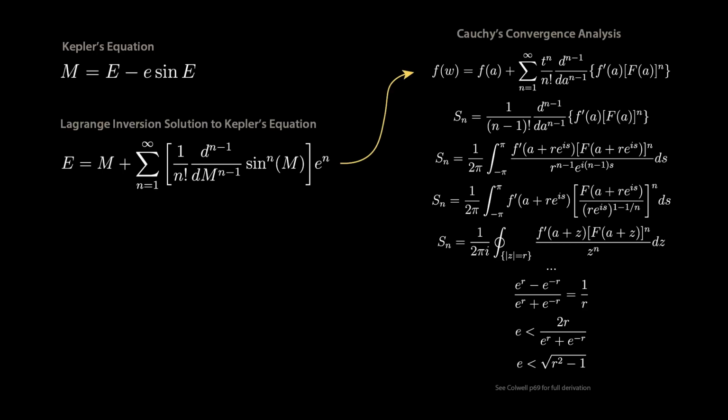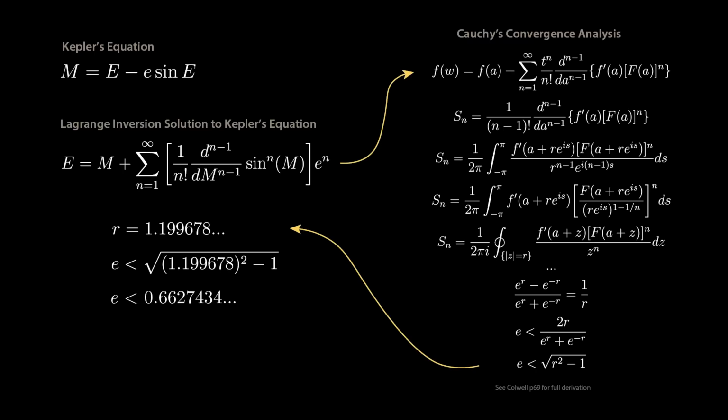Cauchy applied a similar, but necessarily more complex approach to the power series for the Lagrange inversion, and showed that the series would converge for e values less than the square root of r squared minus 1, where r is defined as a fairly complicated function of exponentials. Solving for r and then for e, Cauchy showed that the series will converge for e values less than 0.6627434. This constant is known today as the Laplace limit. So the Lagrange inversion will only converge for orbits with eccentricities below this value.